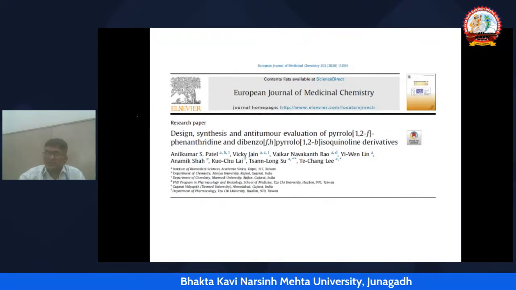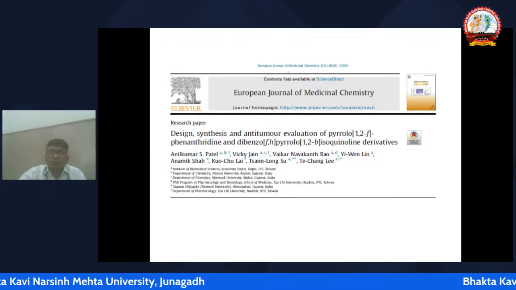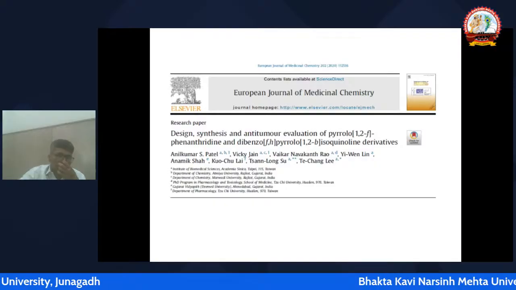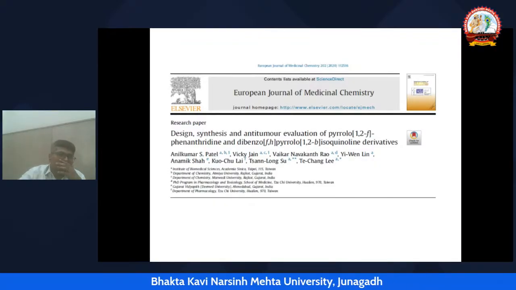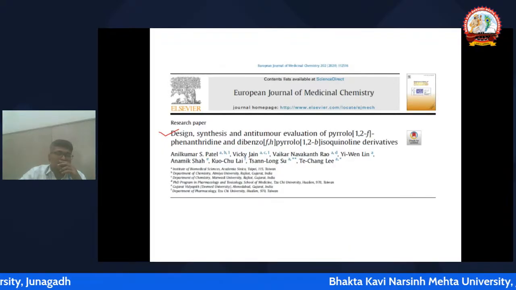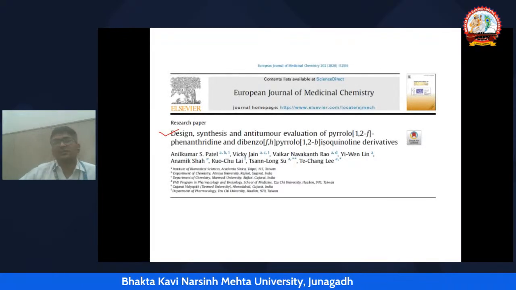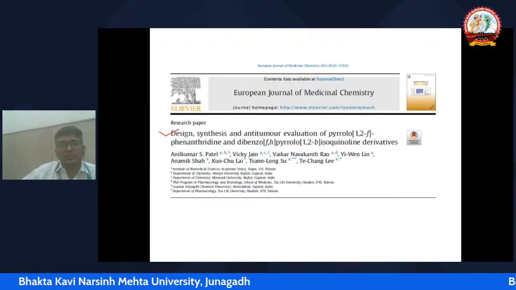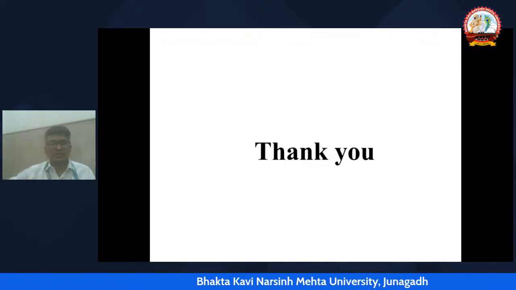This data we have published in the European Journal of Medicinal Chemistry in 2020. So this shows how designing can be possible through lead modifications. These three papers we have already published in very reputed journals, the Journal of Medicinal Chemistry as well as the European Journal of Medicinal Chemistry. So that's all. Thank you.